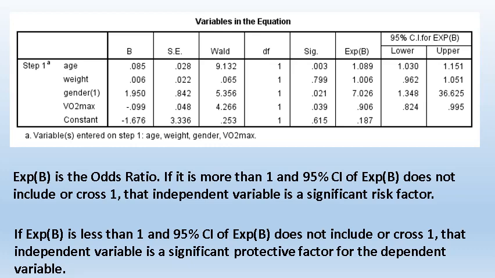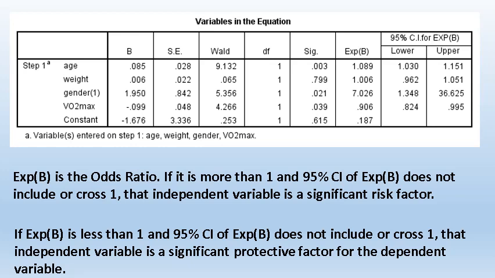VO2 max, that is maximum aerobic capacity, right? The exponential B or odds ratio is 0.906. That means for each 1 unit increase in maximum aerobic capacity, the odds of development of heart disease reduce by 0.906. Is it significant? We have to check.